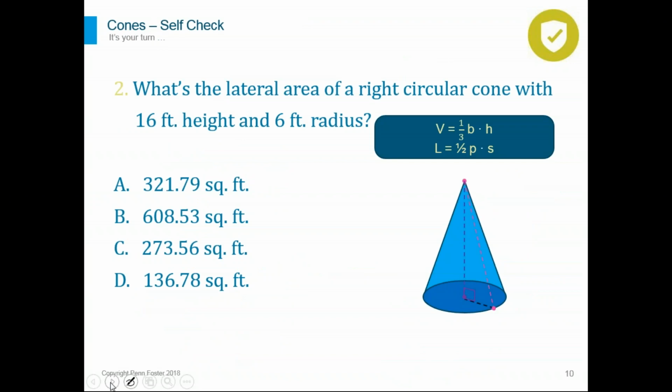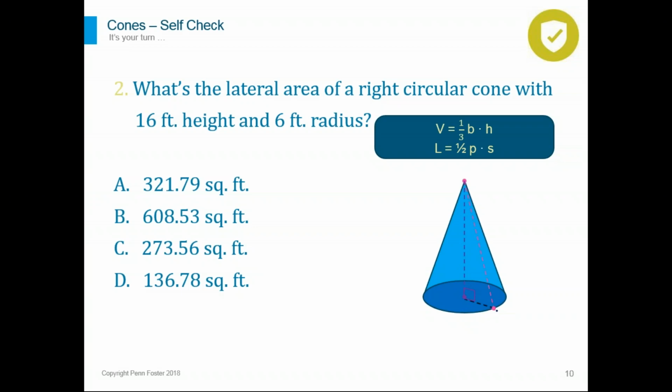Next is a self-check question. The same idea. Since the pyramids and the cones have similar volume and lateral area, this time in this question we'll do the cone. What's the lateral area of a right circular cone with 16 feet height and 6 feet radius? So we're given the height and the radius. And in the question it says right circular cone. So that's why we have it drawn this way, the axis with a line with the height. We know the height makes a 90 degrees angle with the base, so it makes a 90 degrees angle with the radius of the cone.